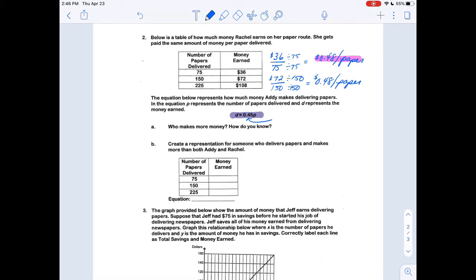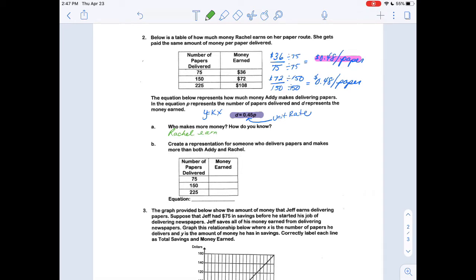Well, seeing that right there, that's in the form y equals kx. Just because they use different variables doesn't mean it's any different. So that 0.45 is that unit rate. So who makes more money? Well, I'm hoping you would be able to tell just right there that Rachel earns more money.